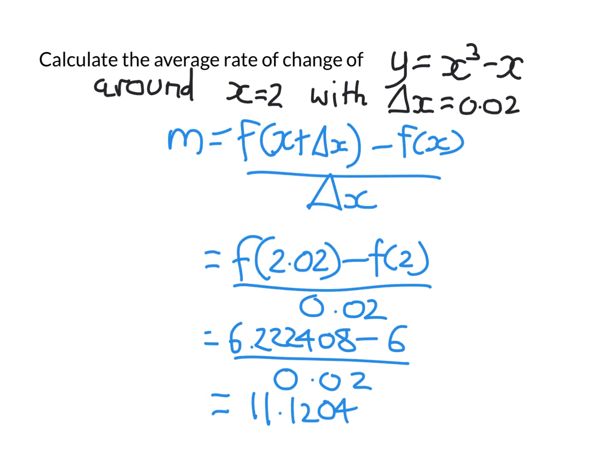Now, because delta x is small, this should give a pretty decent approximation to what the curve is doing between x equals 2 and x equals 2.02. The closer together the 2 points are, the better the secant will approximate the curve in that neighborhood.